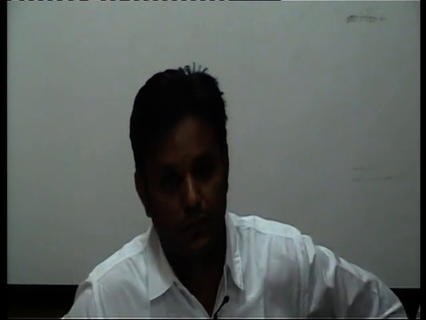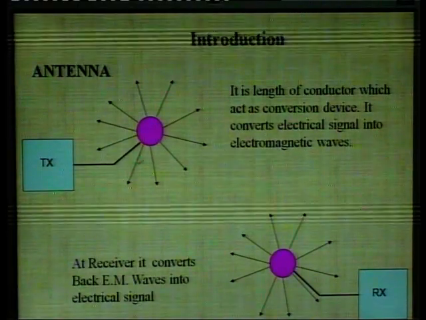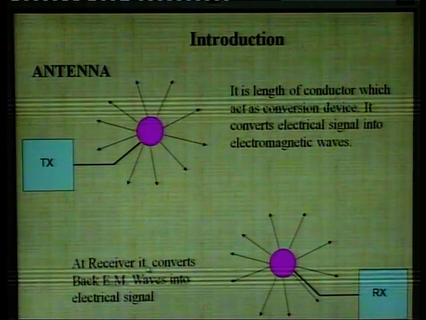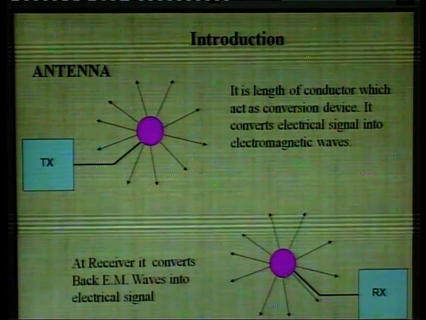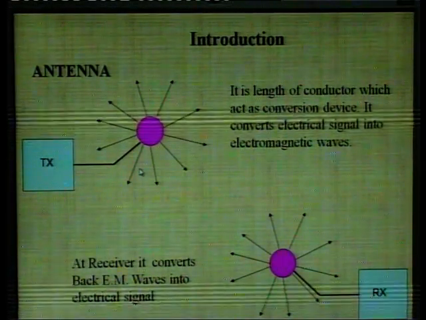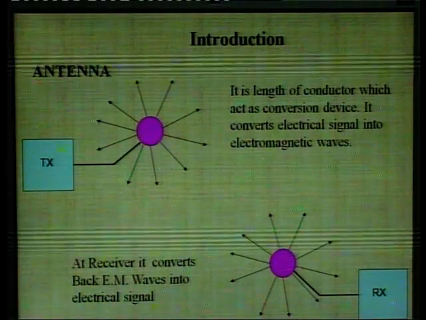First of all, we will define what is an antenna. We should know about the antenna. What is an antenna? It is a length of conductor which acts as a conversion device. It converts the electrical signal into electromagnetic waves. At the transmitter, it converts the electrical signal into electromagnetic waves. At the receiver, it receives the electromagnetic waves and converts them back into the electrical signal. So we can say the antenna is a link between the transmitter and receiver.